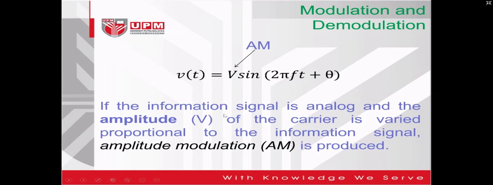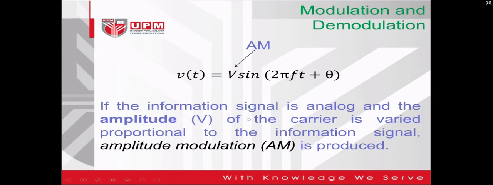So here, the information signal is analog. The information signal is the data that you want to transmit, yeah? And the amplitude of the carrier, so this is the carrier signal. Okay, and you put the information signal into the amplitude of the carrier. You get it? Amplitude modulation is when you put the information signal in the amplitude of the carrier signal.